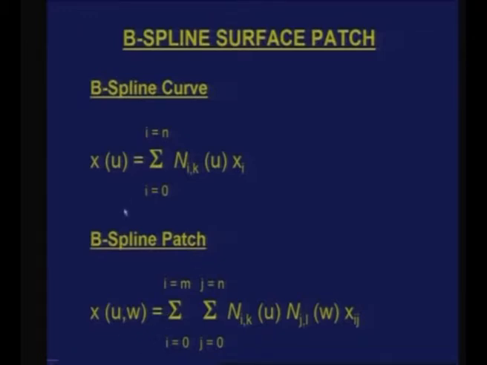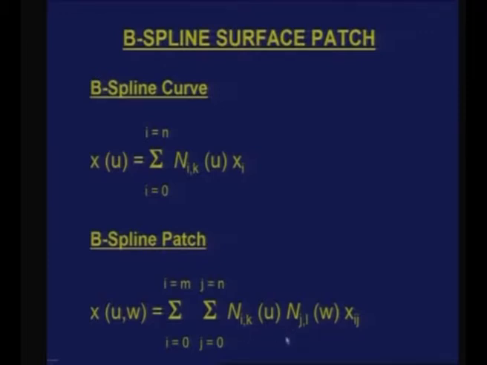Now you have a surface which is a function of u and w. Now you have a summation of terms which are both along u and w. m need not be equal to n. I can take, like, 10 points along the u direction and, let us say, 15 points along the w direction. This is completely our choice, and now you have the same basis functions, that is N_ik and N_jl.